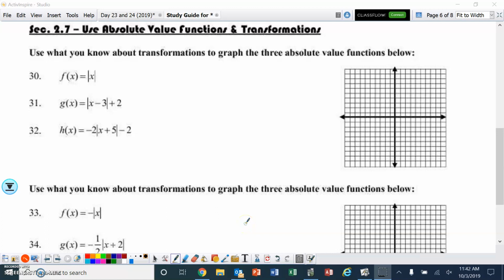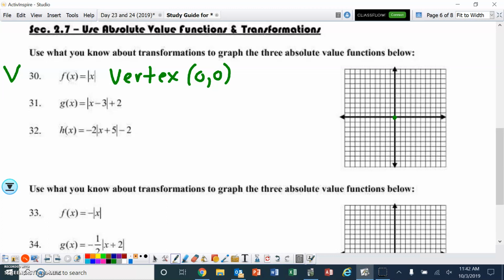All right, ladies and gentlemen, we are going to now do section 2.7, use absolute value functions and transformations. We are going to graph these three absolute value functions. Number 30, that is the parent function for an absolute value. And if you remember, the vertex for that parent function is at 0, 0. So I'm going to put a dot at 0, 0. Remember, we're going to be making a V out of this.